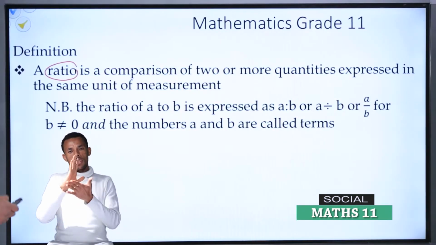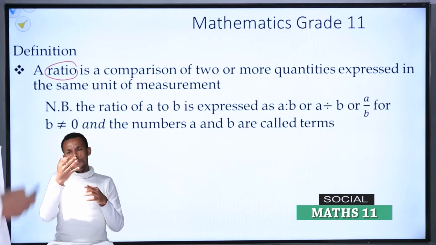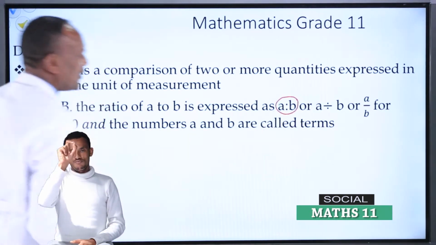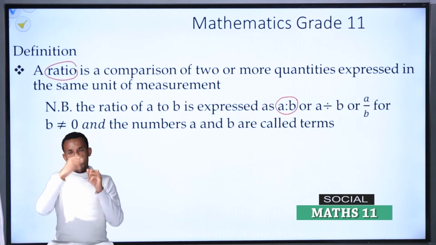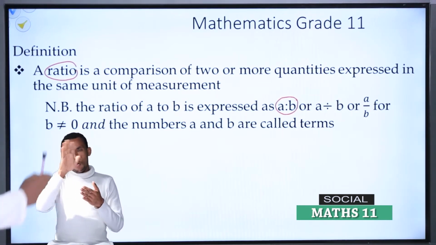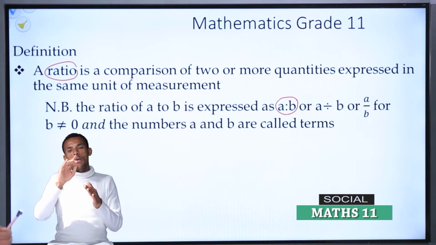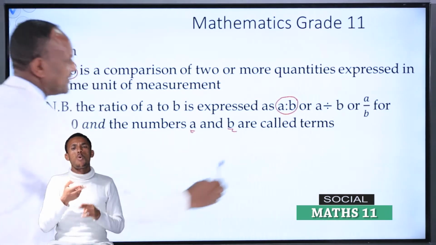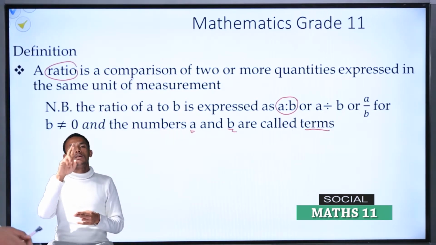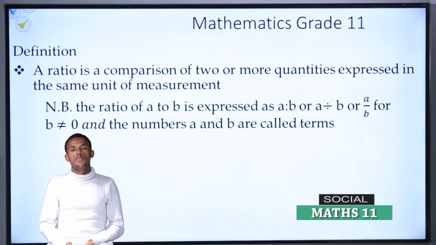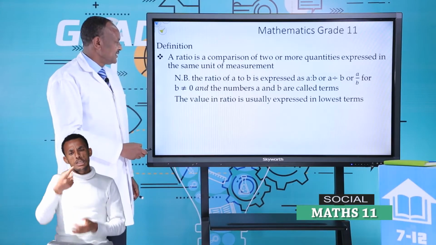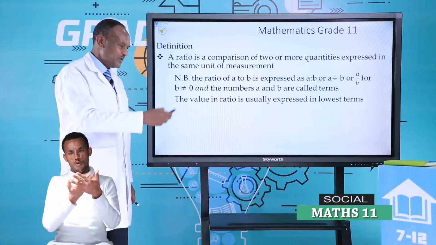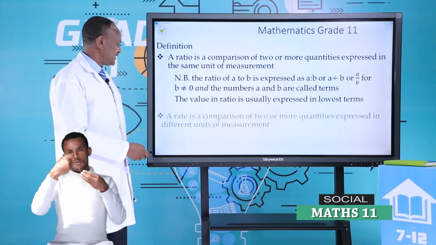The ratio of A to B is expressed in this notation, which means A divided by B, or we can write it as A over B, for the denominator B different from 0. The numbers A and B are called the terms of the given ratio. The value of a ratio is usually expressed in simplest form. When I say A to B, we have to give our answer in simplest form.